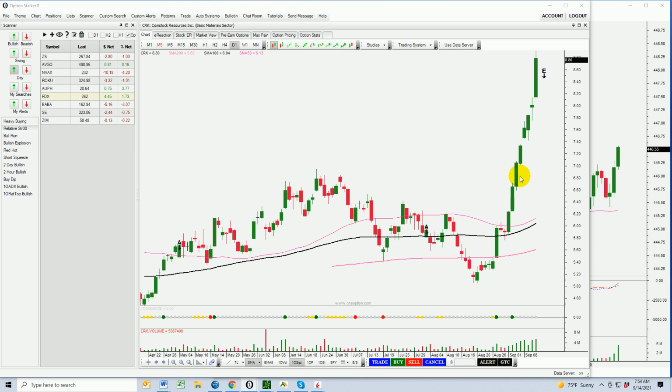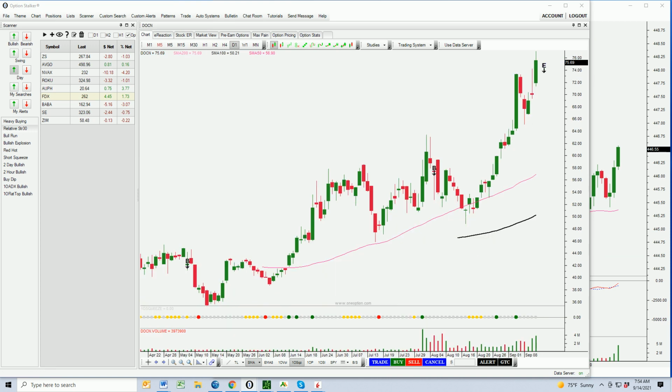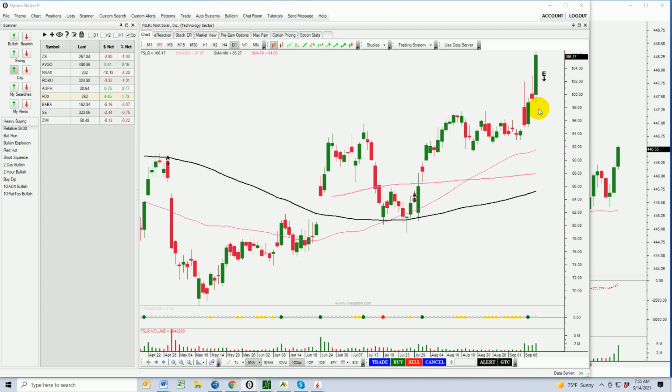CRK, look at the strength here and look at the volume. I'd be a little bit careful, but this is definitely one on a pullback that I would be looking for support to buy it to the upside. Cheap stock also, $8 stock. DOCN, this is nice. You've got your flagpole here. There's your bullish flag formation, breakout to the upside, new relative high. DOCN, very nice.